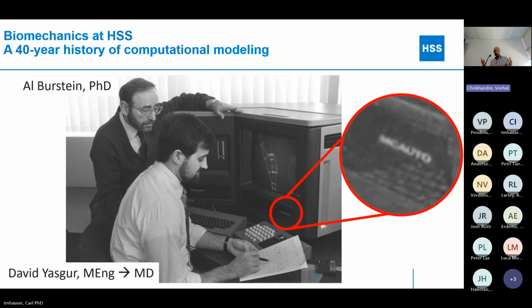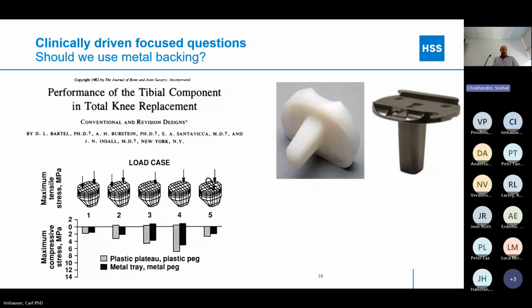So that's probably about, roughly factor 10 if you double this for 4 cycles, let's say. So this is a pretty expensive system, but this was sitting smack dab in the middle of the biomechanics department at HSS in the early 80s. But also notice this is a collaboration between an engineer, actually 2 engineers at the time, and David Yasker, who became an MD and now is practicing in Long Island. So again, these research questions that were computational modeling were applied for really were focused on clinically relevant questions.